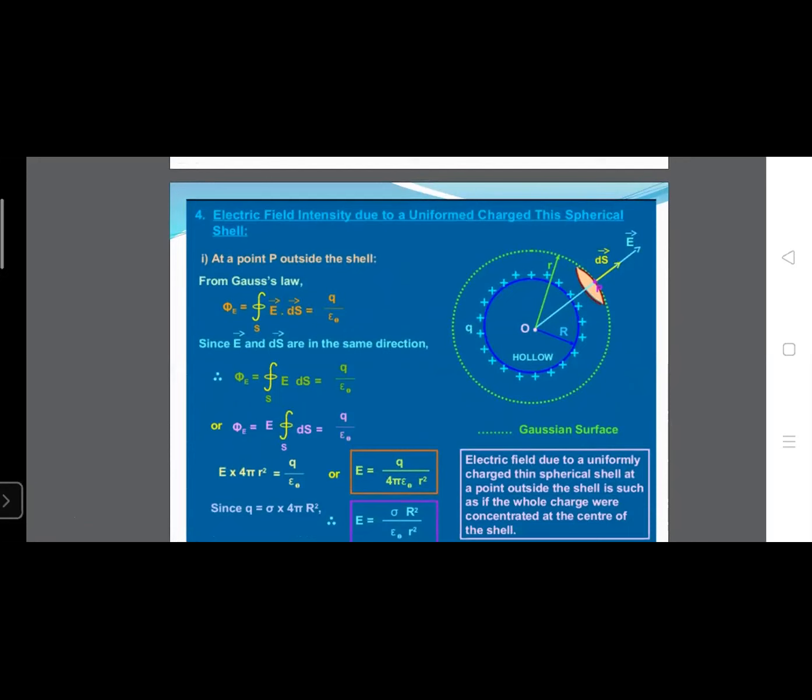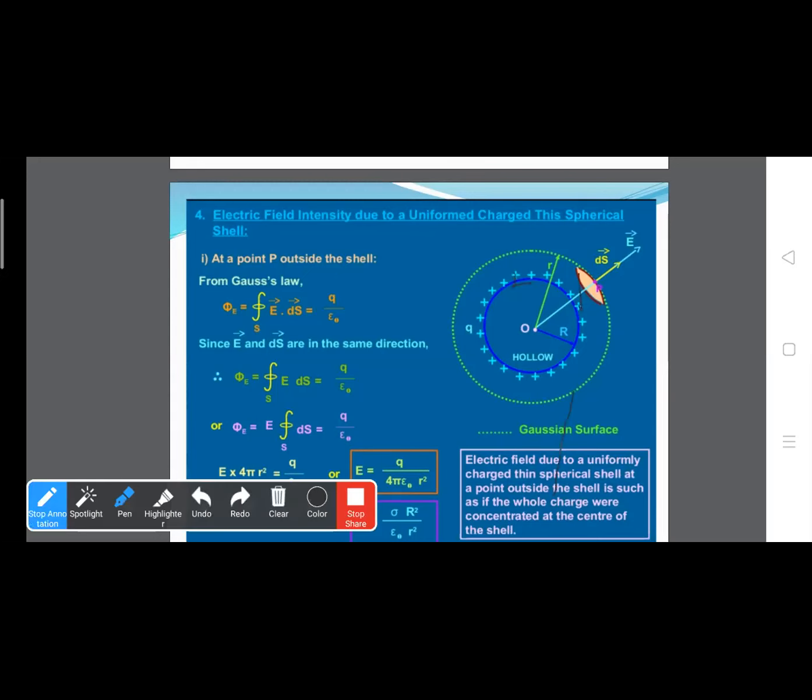Let Q be the charge distributed uniformly over its surface. The charge is uniformly distributed over the surface here. Clear? Okay. Now let P be the point. Here P is the point at a distance small r, where the electric field is determined. So for this, consider a small element of the shell and draw a spherical surface with radius small r. This is the spherical surface given in the figure.